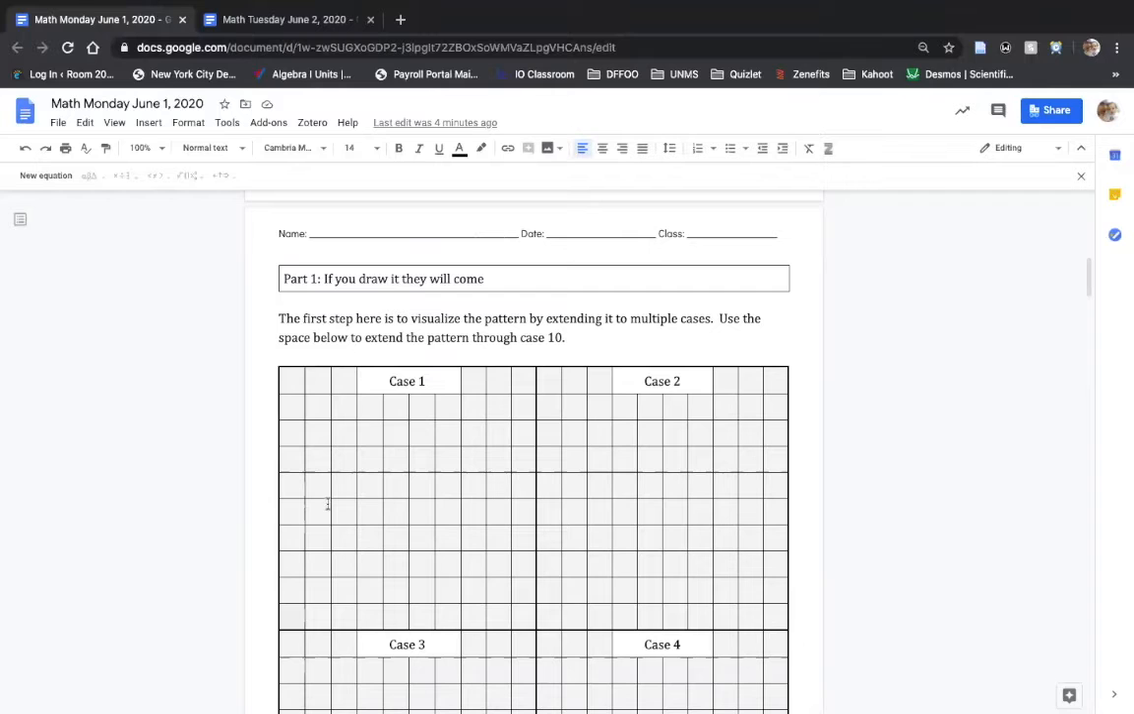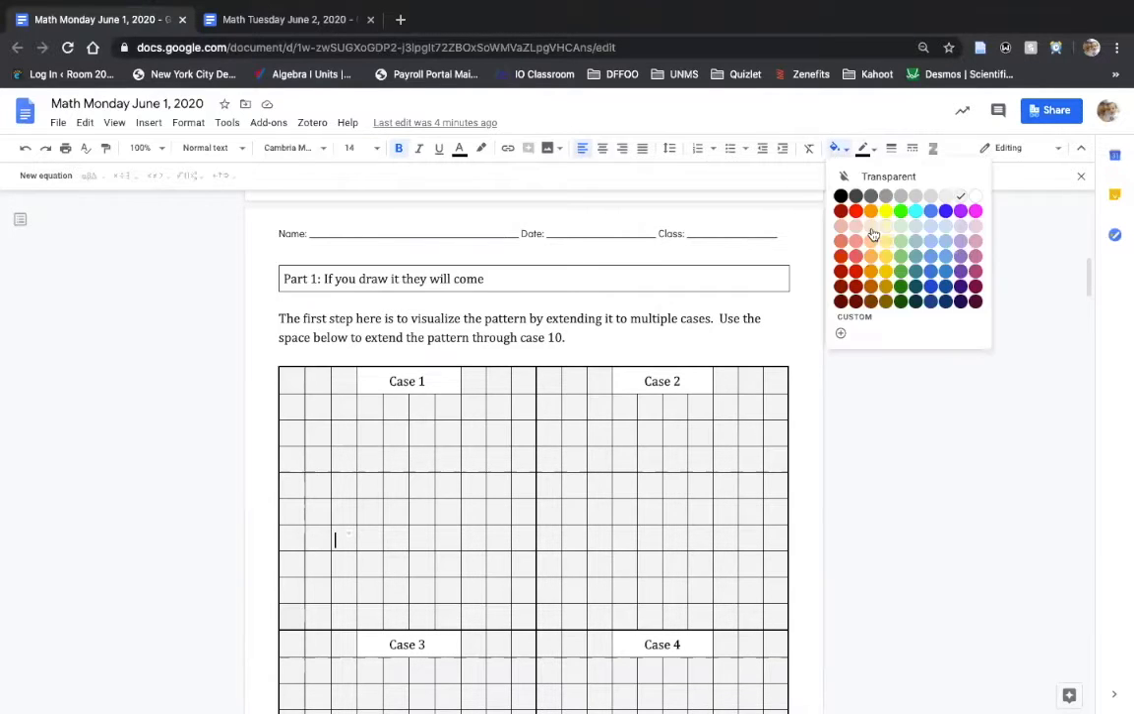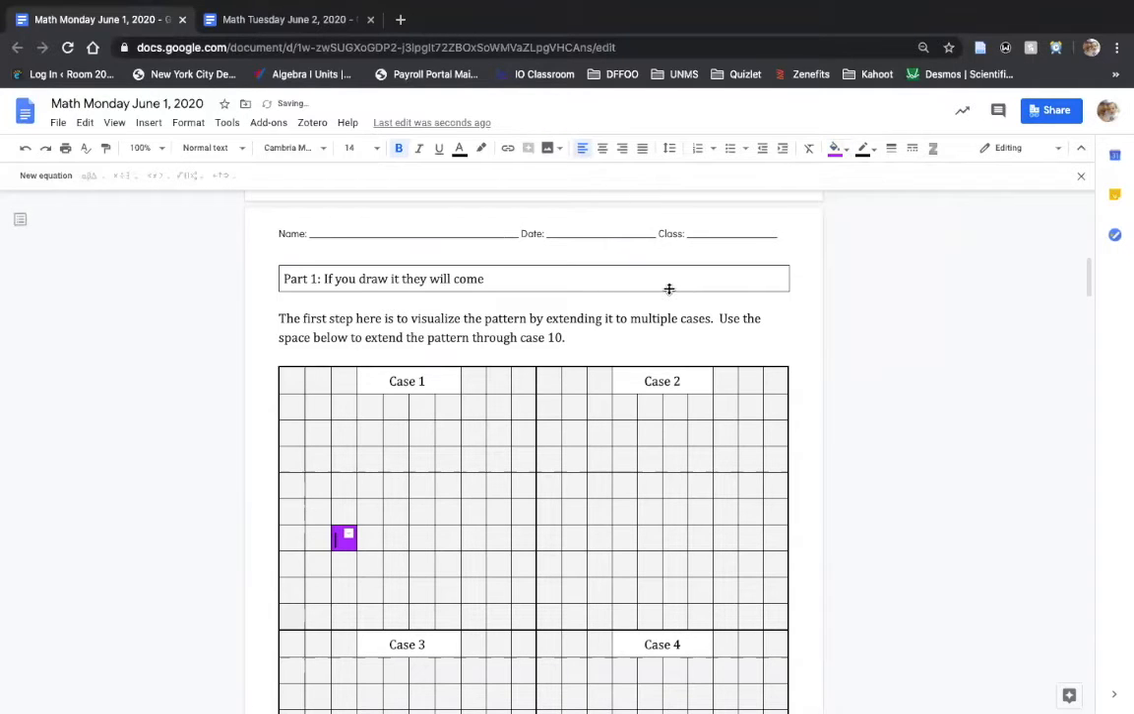So let's say, for example, I wanted to say case 1 has 1 square. I'm going to go to the paint bucket on the top right and just pick your favorite color. Let's say you want it to be purple. Boom, that's case 1, it has 1 square.